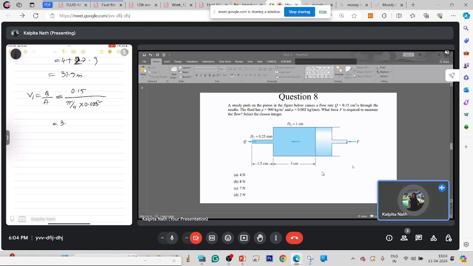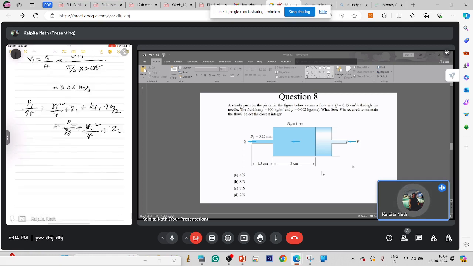So this will come out to be 3.06 meter per second. This is the velocity at the exit from the nozzle. If we apply the Bernoulli equation, P1 by rho g plus V1 square by 2g plus Z1 plus HF1 for pipe 1, and HF2 for pipe 2, is equal to P2 upon rho g plus V2 square upon 2g plus Z2.